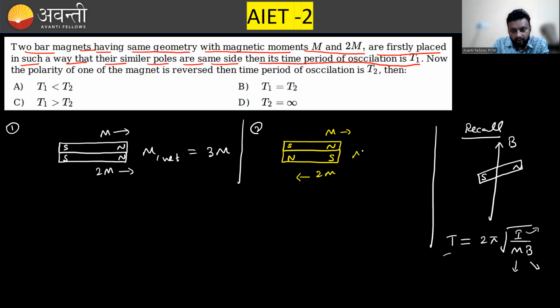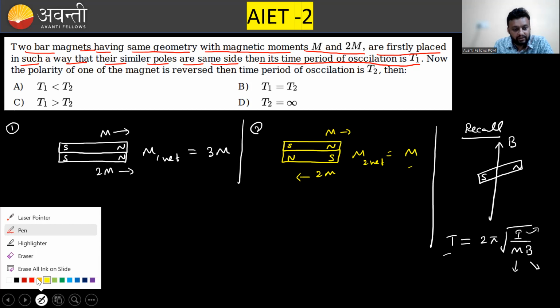So total magnetic moment of this system, you can see one is in the left, another is in the right. So they will subtract. So net magnetic moment is M. In which direction? In left direction. So direction is not required in this particular question. So I have written the magnitude M.